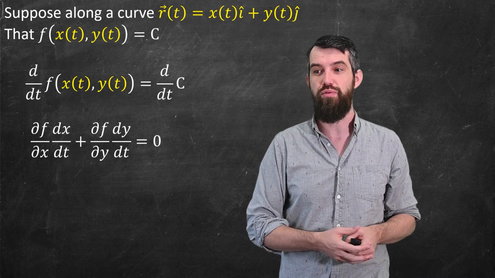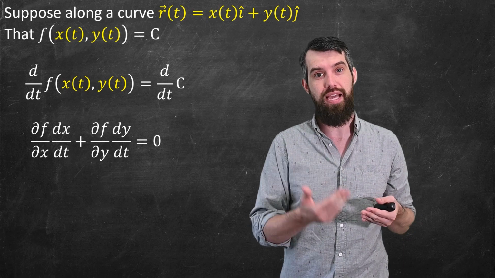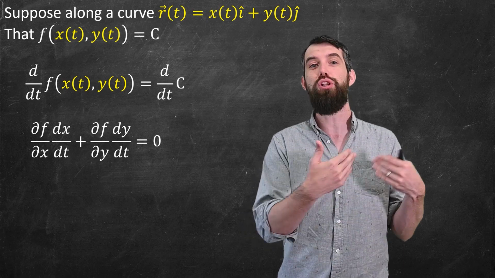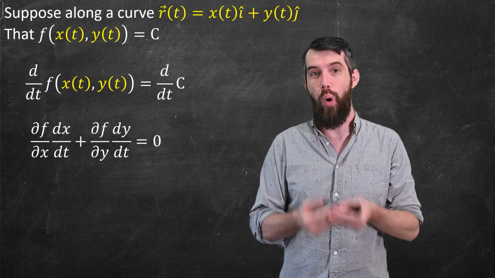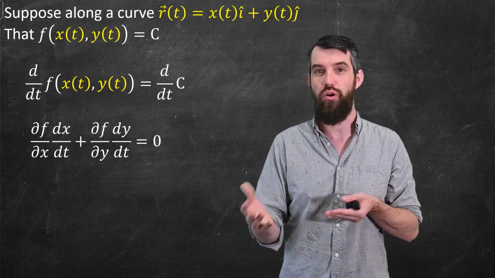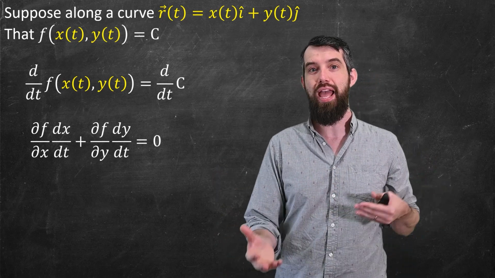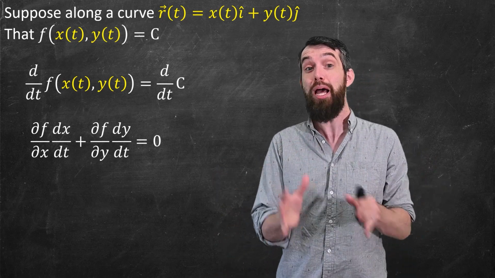And so if you plug in the chain rule, what you get is the partial of f with respect to the first variable x, multiplied by dx dt, plus the partial of f with respect to the second variable y, multiplied by dy dt. And then this has to add up to 0. The derivative of a constant is 0. We've seen this type of computation before, and indeed we can clean it up a little bit.